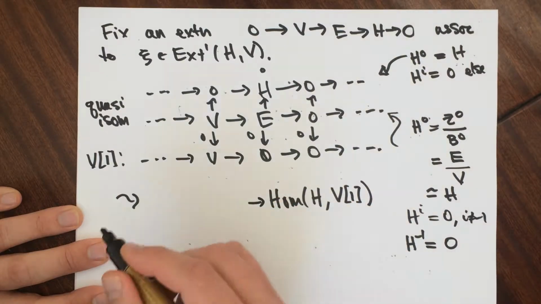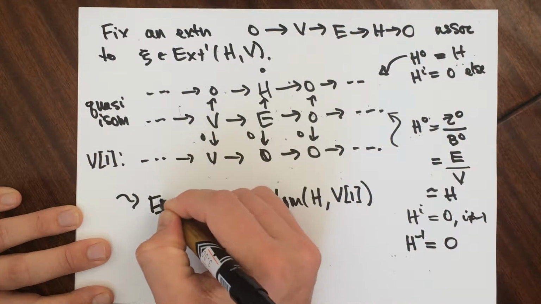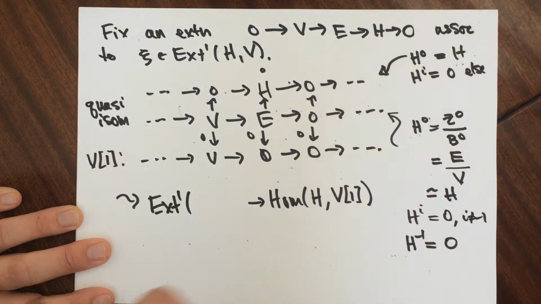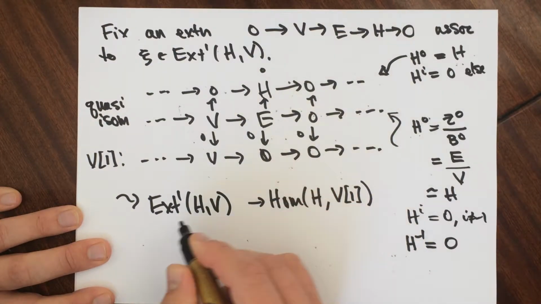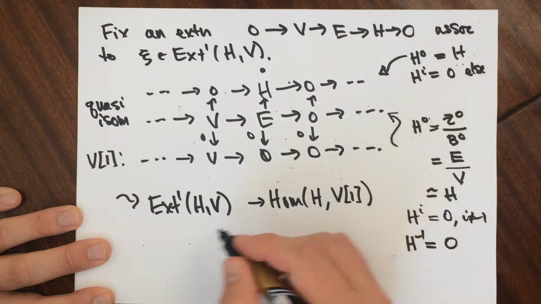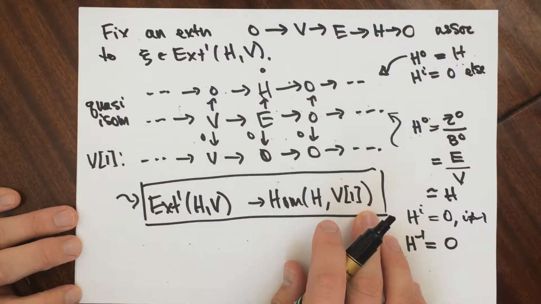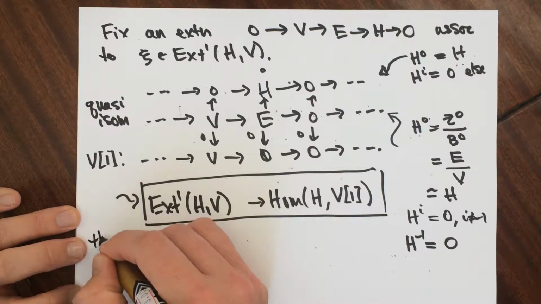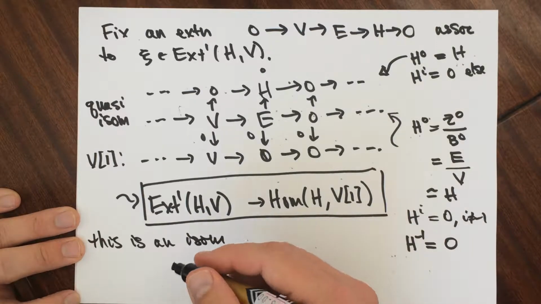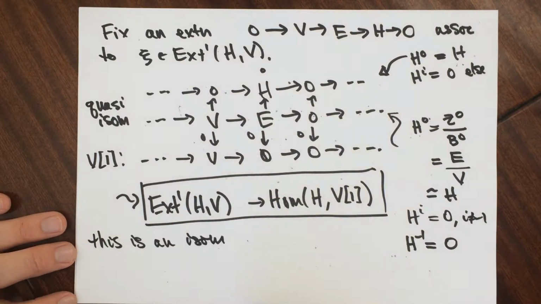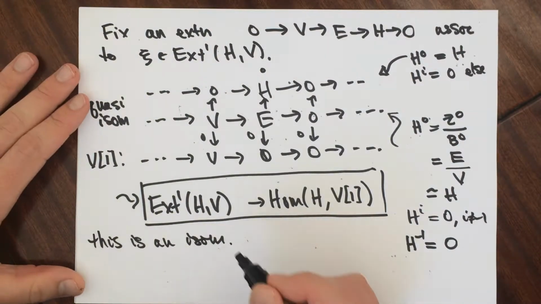And so we actually took this. This shows you how to hook up a map from an extension of H by V to a morphism in the derived category. Okay, it turns out that this is an isomorphism, and that it doesn't depend on the choice of extension, things like this. Okay, so the claim that we had was true.